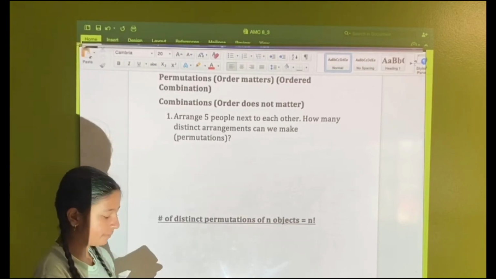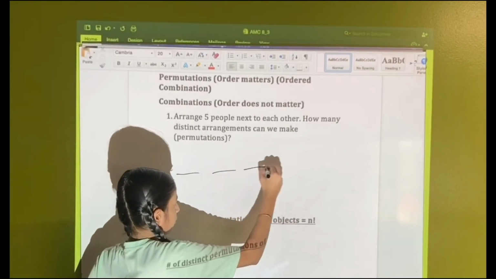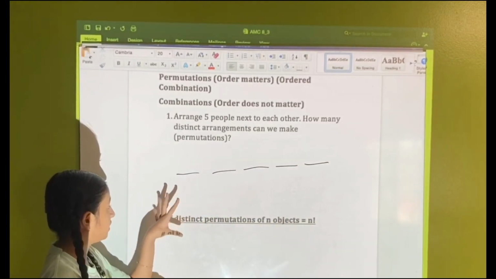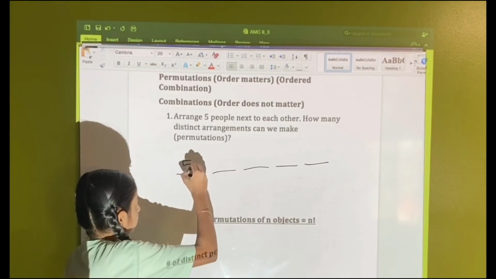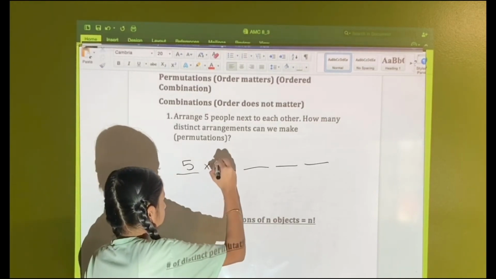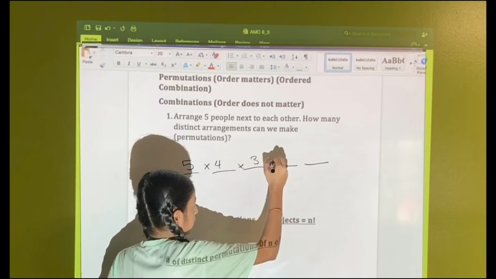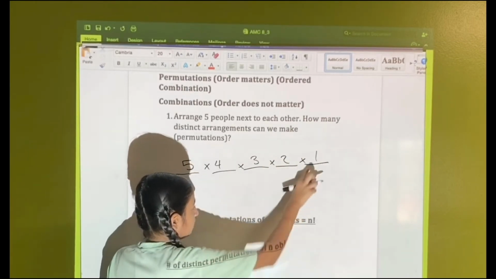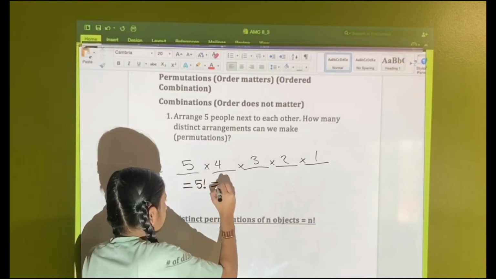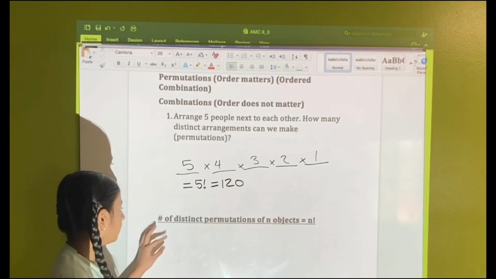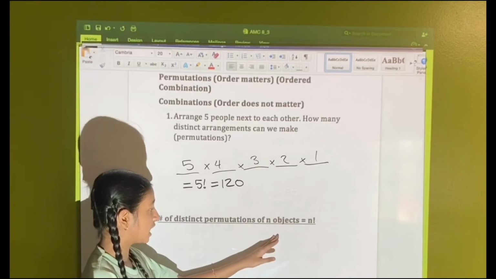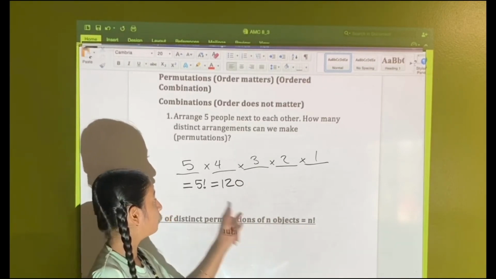So there are 5 people, we're going to put 5 slots. 1, 2, 3, 4, 5. In the first slot, we can have 5 different people. So 5 is a possibility. For this one, there's only 4 because one person is already sitting down. 4. Just like that, people sit down, so 3, 2, and 1. So this is equal to 5 factorial, which is equal to 120. The general formula for this is the number of distinct permutations of n objects is equal to n factorial, which is exactly what we did here.